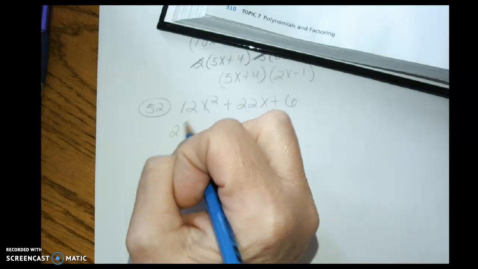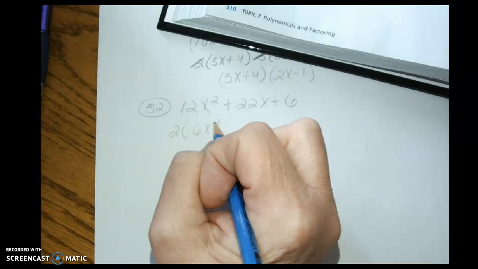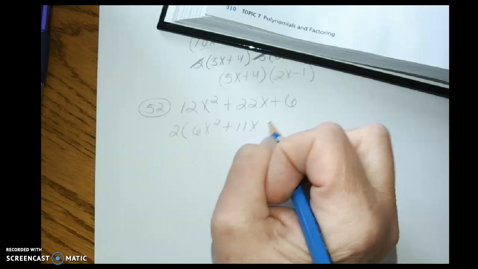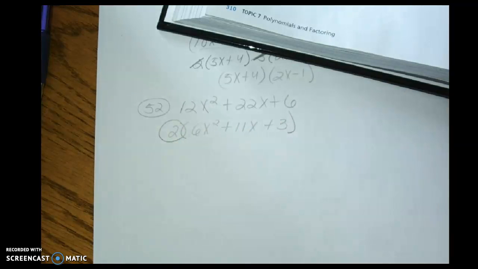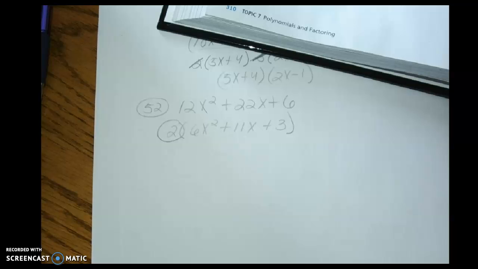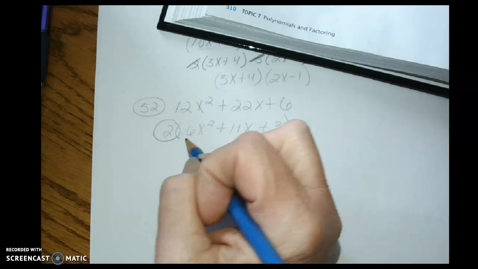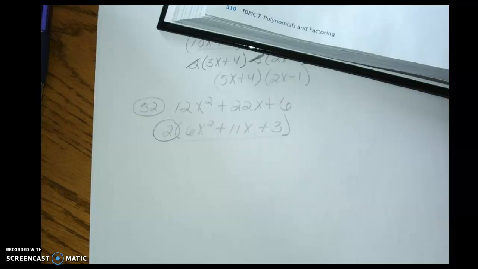So I factor out a 2, and I'm going to have 6x squared plus 11x plus 3. This 2 is part of the factoring, so I can't forget about it. I'm just going to leave it there right now. I kind of circle it just to remind me, but right now I'm just going to concentrate on this 6x squared plus 11x plus 3.